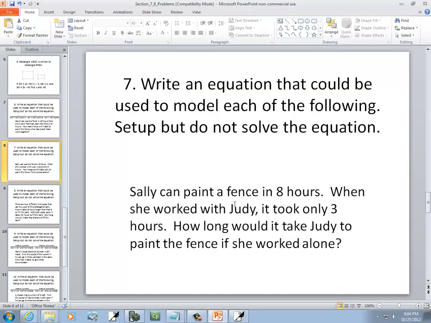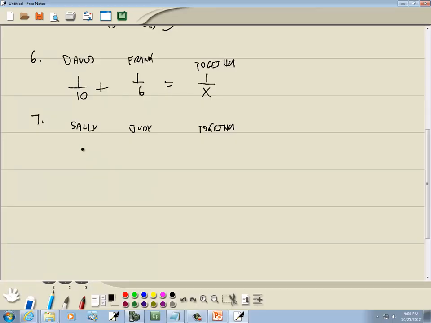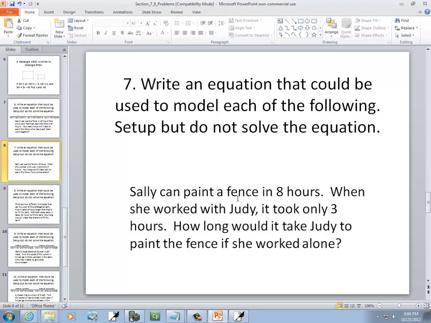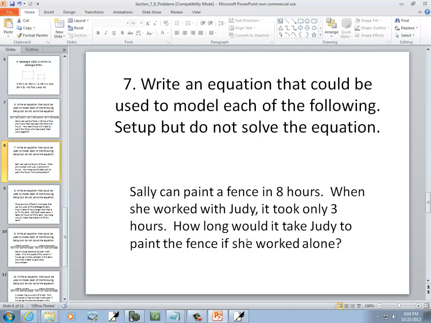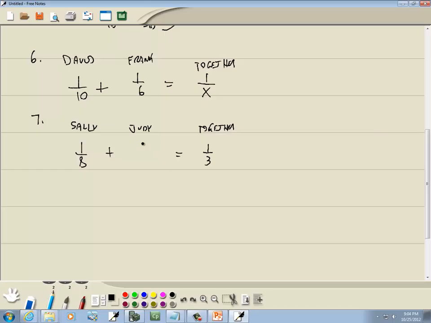So we read it again. Sally can paint a fence in 8 hours, so this would be 1 over 8. When she worked with Judy, so they're working together, it took only 3 hours, so this would be 1 over 3. How long would it take Judy to paint the fence if she worked alone? So this would be 1 over x. And it wants us to set it up, not to actually solve it.